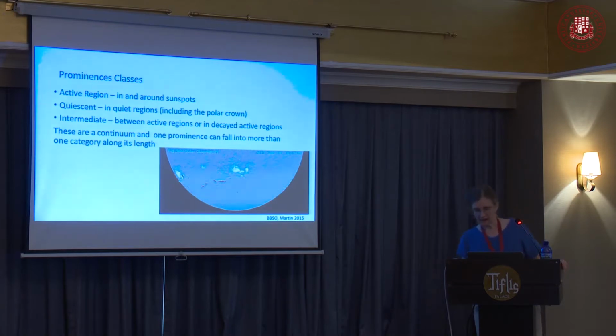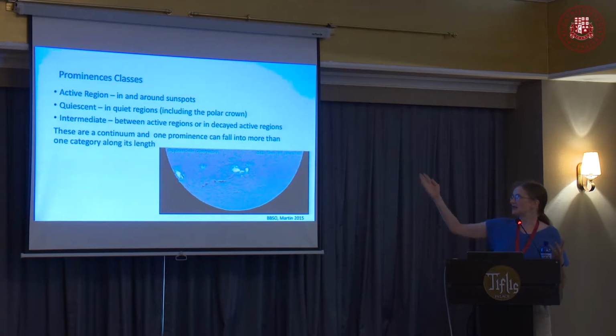Okay, so there are historically a lot of different ways to categorize prominences. I generally think of them in pretty simple terms related to essentially how strong the magnetic field in the environment is. So you have active region ones that occur sort of in and around sunspots. Quiescent just means it's forming in an area that's quiet. Intermediate, sort of between the active regions or in the decayed active region. And you can have one prominence that's more than one of those things along its length, like this example here, where you've got something going right through an active region and it extends out into a quiet region. So you might classify this as active in one area and intermediate in another.